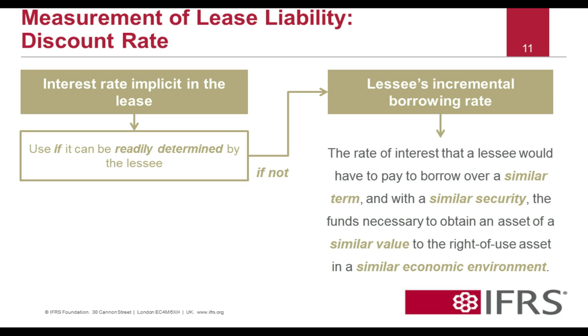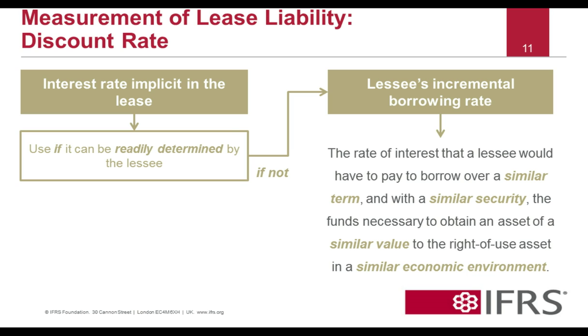Now this is the rate that a lessee must use in the event that it cannot readily determine the rate implicit in the lease. This is something that we've had a couple of questions on. Really those questions are practically, what does this mean? So we'll try to address some of those now. On the screen you can see the definition of a lessee's incremental borrowing rate as it is defined in IFRS 16. And there are a couple of key things to point out here.